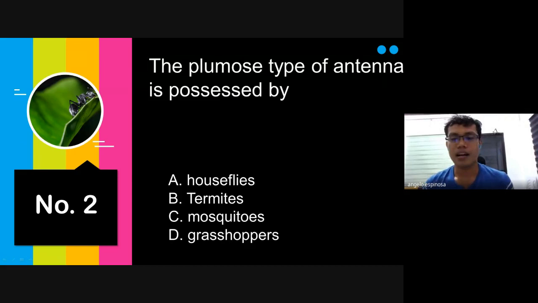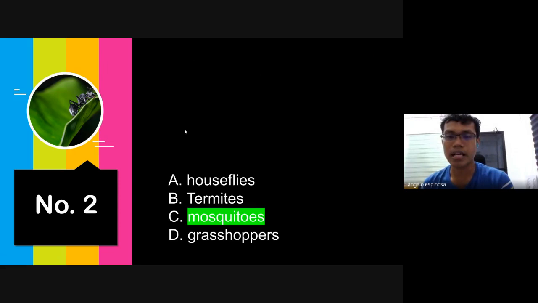Okay, let's answer the next question. The plumose type of antennae is possessed by blank. So that's number two, no? The choices are A, houseflies, B, termites, C, mosquitoes, D, grasshoppers. Ano kaya ang tamang sagot? So the correct answer is mosquitoes.